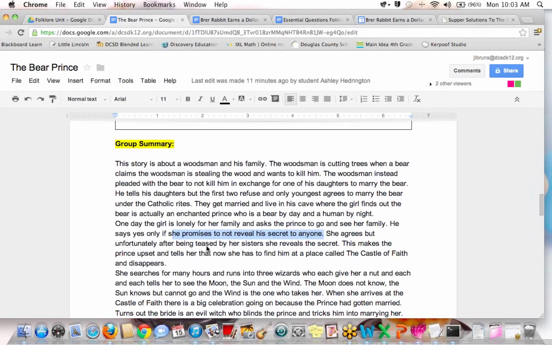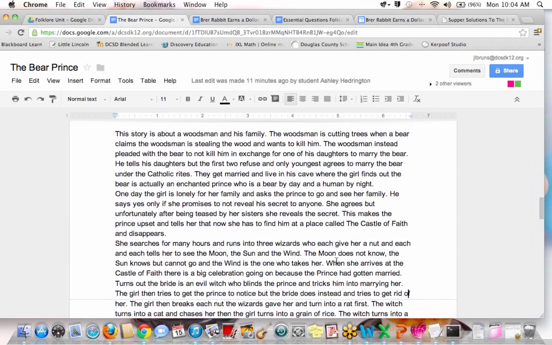What happens to her when she reveals the secret? What happens is the prince leaves and he says that she will not see him again if she does not find the castle of faith. That's right. So basically, he says, I'm mad, and now I'm going to send you on this long journey to find the castle of faith to restore yourself.